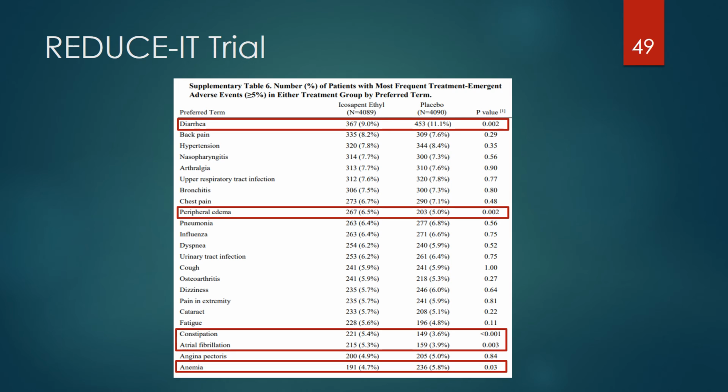Side effects. This is where it was kind of interesting that they chose to use mineral oil as the placebo. They did it to try and make it look like, oh, it's an oil type thing, but what ended up happening is more patients on placebo had diarrhea, which was statistically significant, than in the treatment group. You also saw more peripheral edema in the treatment group. Constipation was statistically higher in the treatment group, as was AFib, which was kind of surprising. And anemia was higher in the placebo group. Not exactly sure why that was the case.